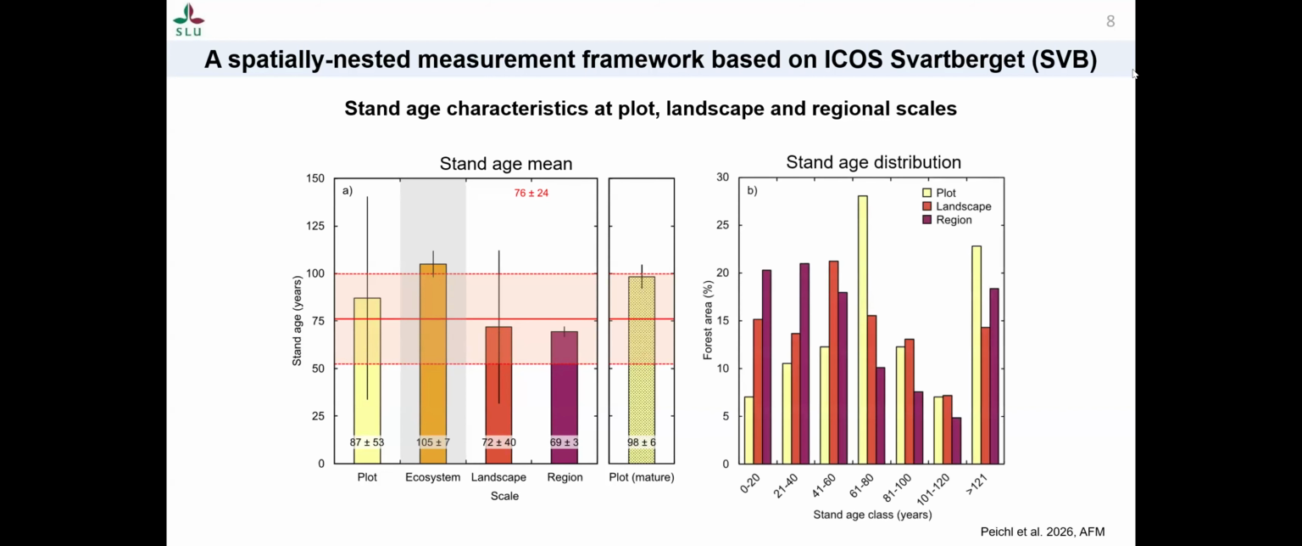And if you look at the stand age distribution, then for the landscape and the regional scale, shown in the red and the purple bars, we can find quite a similar distribution between our Krycklan landscape and the northern region. But if you look at the plot level, our 50 stands shown in these yellow bars, then we need to recognize that the younger stands have been a bit underrepresented, and the middle-aged stands from 60 to 80 years were a bit overrepresented, which one needs to take into account when interpreting the comparison of the carbon balances.